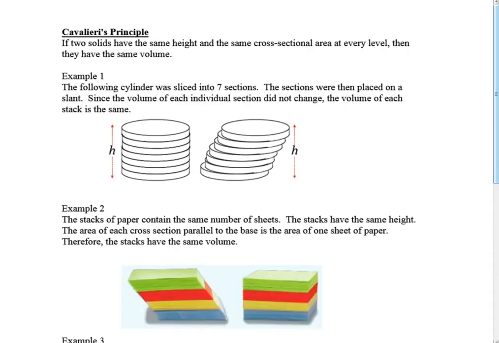Okay, so there's a principle, and this is a specific standard in our curriculum this year, so that means it likes to get asked about: if two solids have the same height and the same cross-sectional area at every level, then they have the same volume. So we look at this example. The following cylinder was sliced into 7 sections. The sections were then placed on a slant. Since the volume of each individual section did not change, the volume of the stack is the same. So whether it's a right cylinder or an oblique cylinder, it's still the same volume.